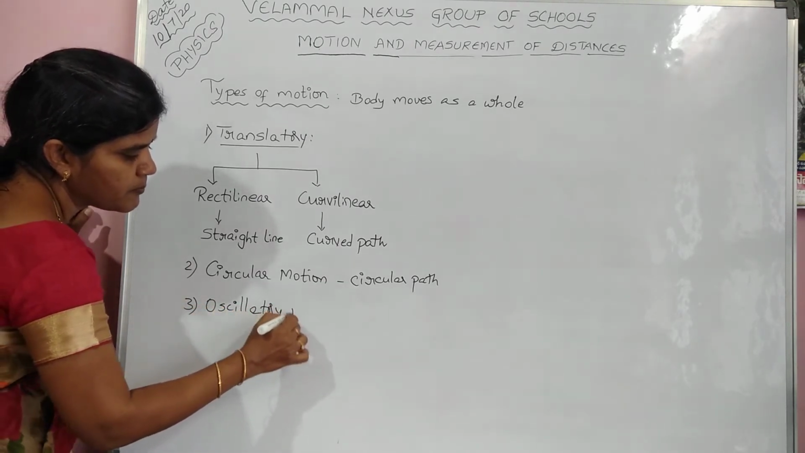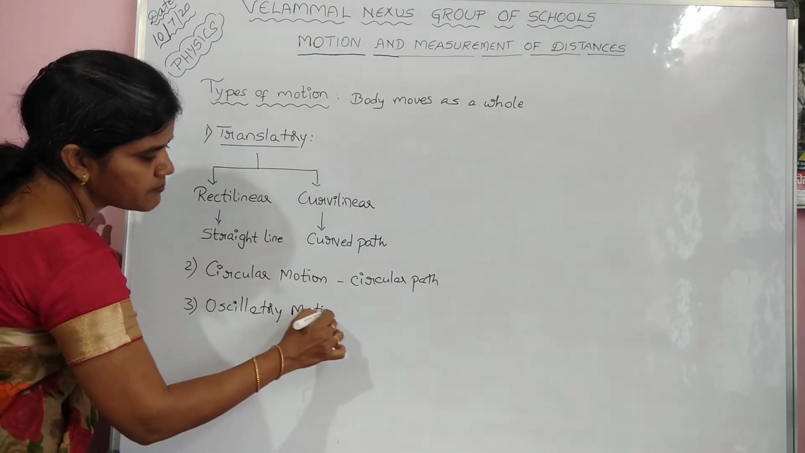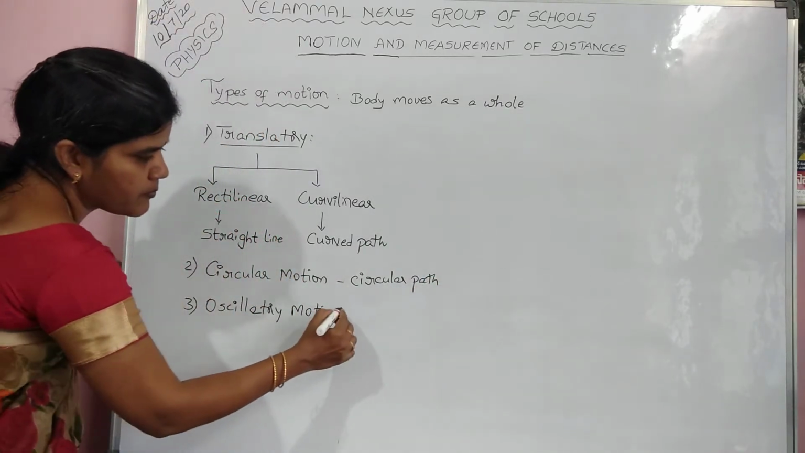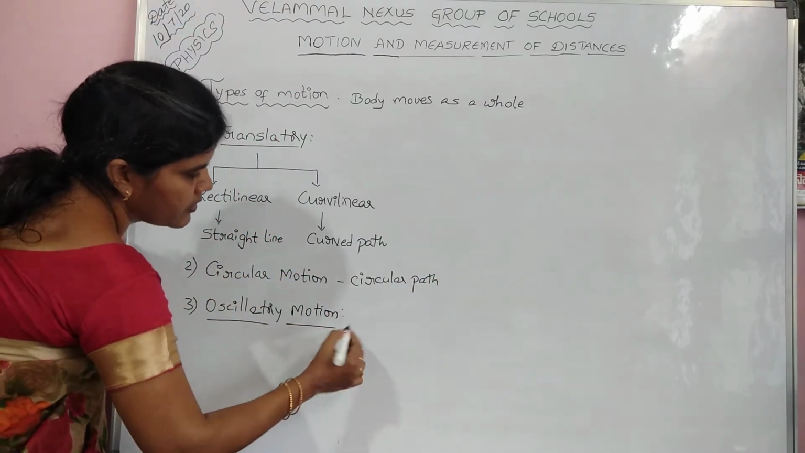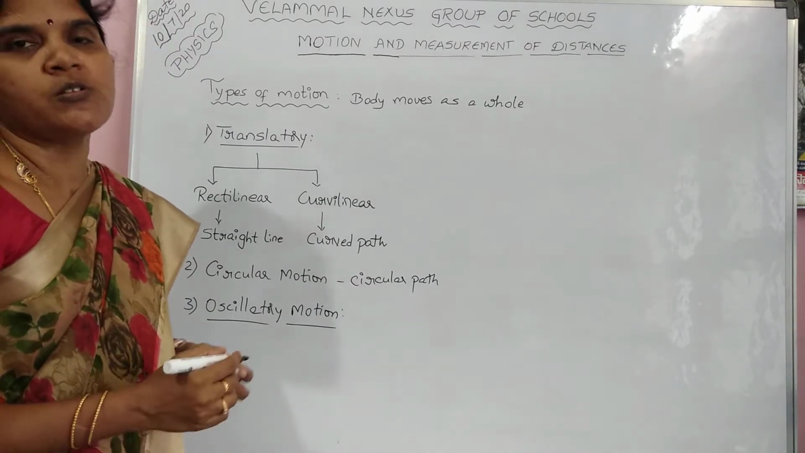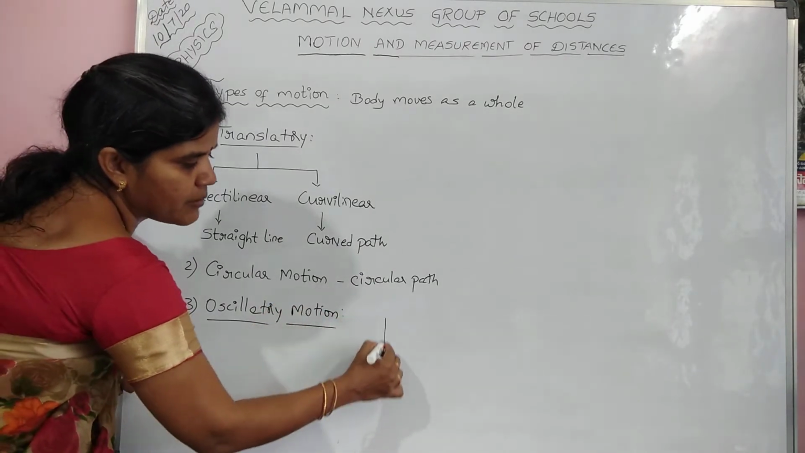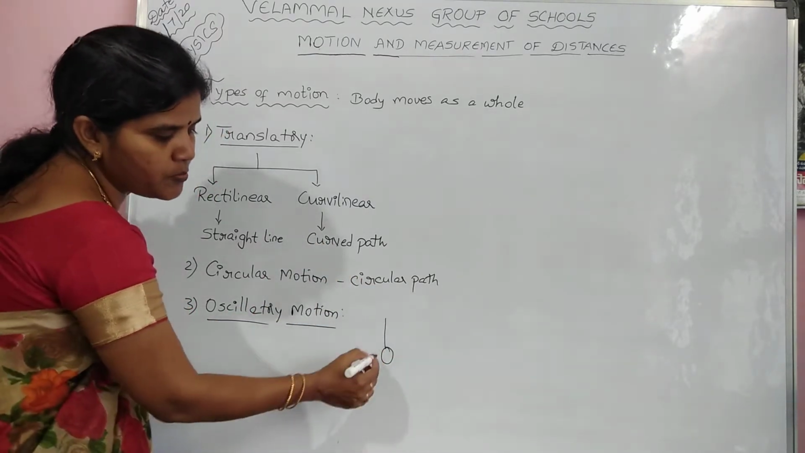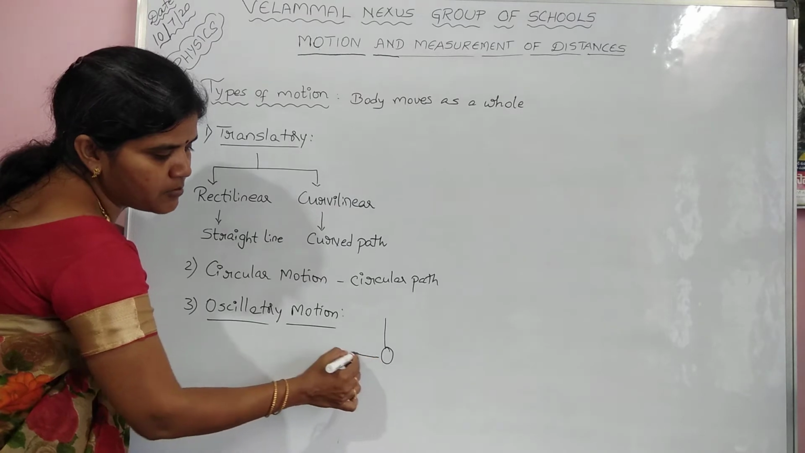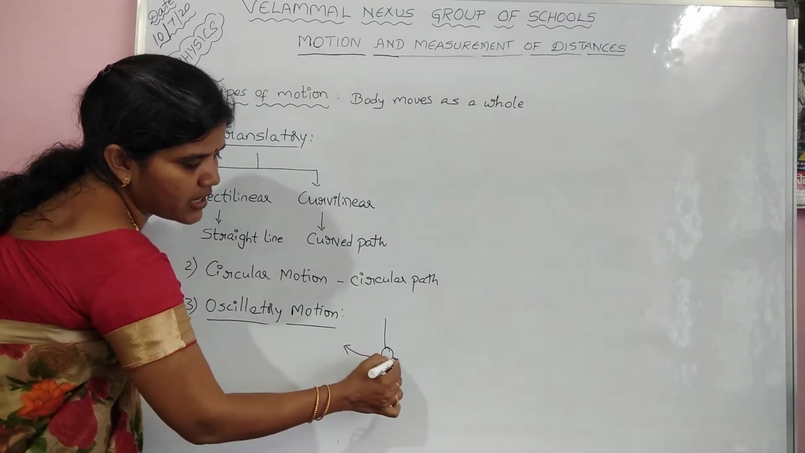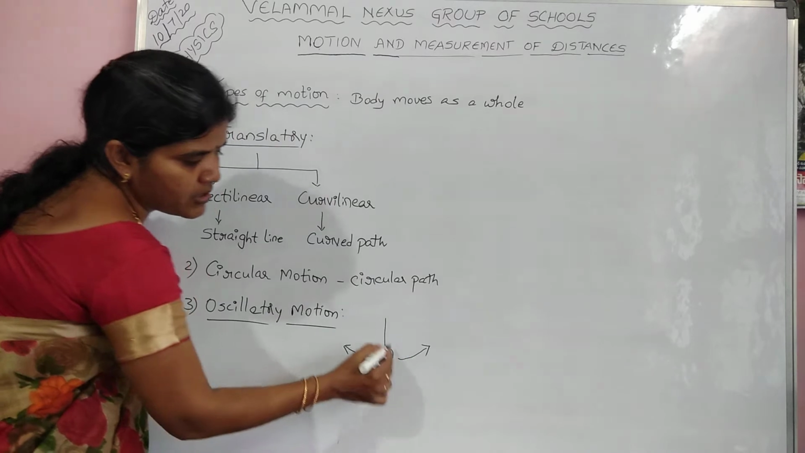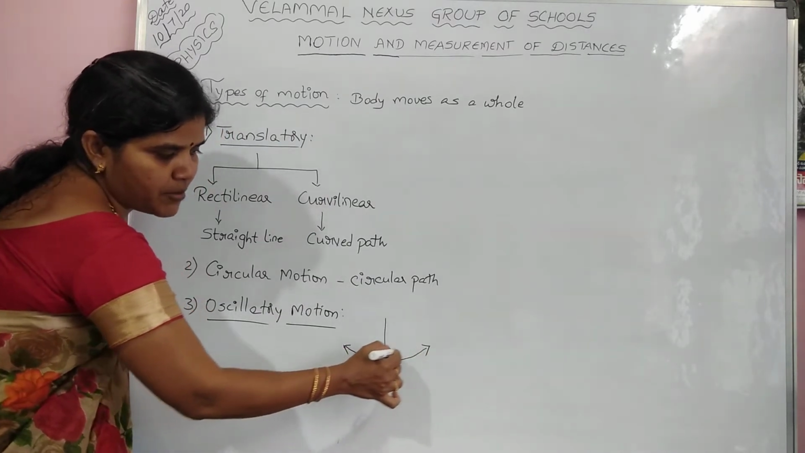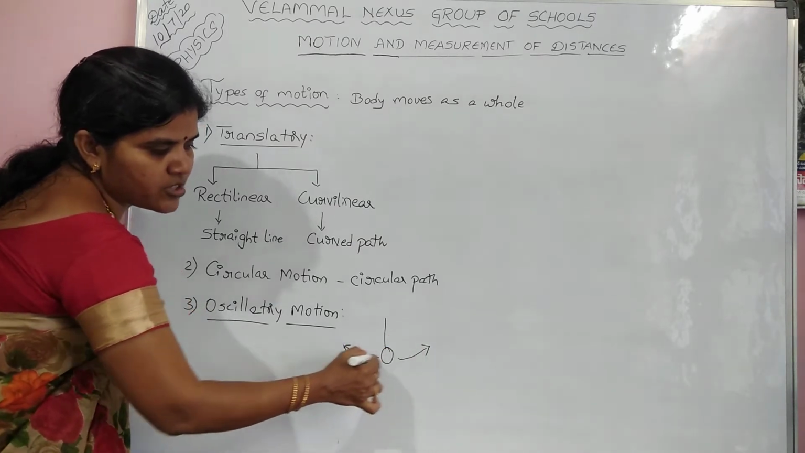Oscillatory motion. What is oscillatory motion? Suppose you might have seen the pendulum clocks in your home. You take a pendulum like this. If you observe the movement of the pendulum, the pendulum will be moving towards this side and again coming back and again moving back. This is called oscillations.